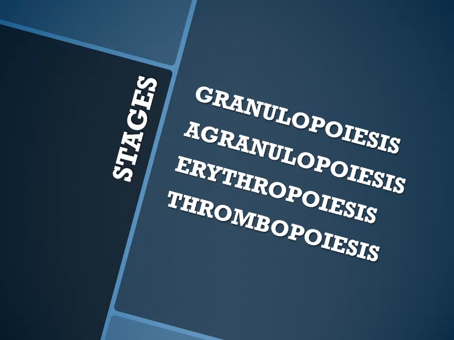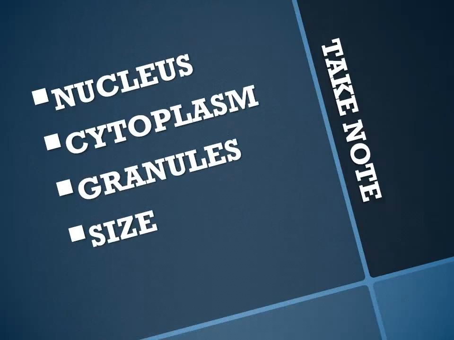Unahin natin ang granulopoiesis. Then next, yung ating mga agranulopoiesis o yung mga WBCs without granules. And erythropoiesis. And then lastly, your thrombopoiesis or megakaryopoiesis. And for this lecture, we have to take note the following. Anong itsura ng nucleus? Anong itsura ng cytoplasm? May granules ba? Kung meron ba, anong itsura ng granules? And, syempre, yung size matters in this lecture.